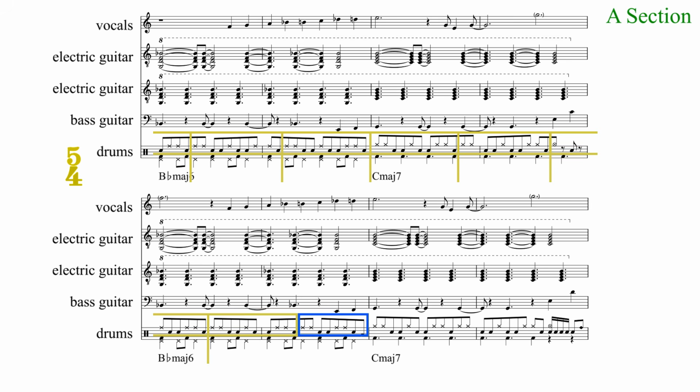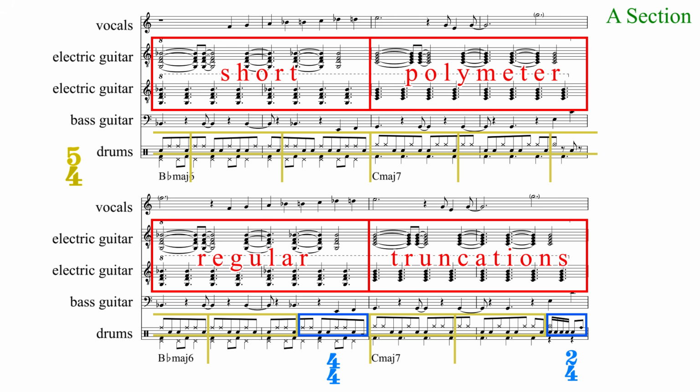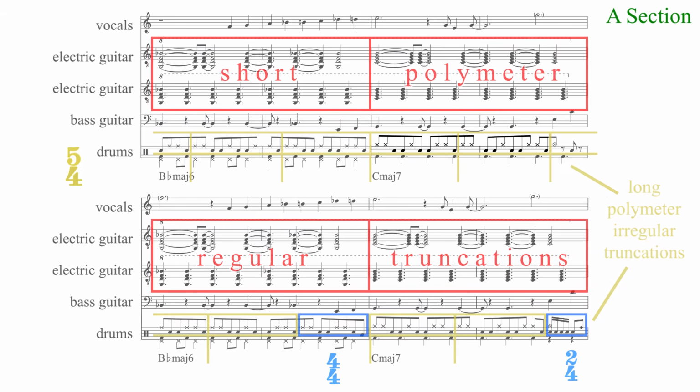It's only after 14 measures that the pattern truncates. Following this, the 5/4 pattern resumes, but now there's only 2 measures left in the section, so it needs to truncate a second time. So, this section actually has 2 distinct 5/3 polymeters, with one being short and regular and the other being long and irregular.